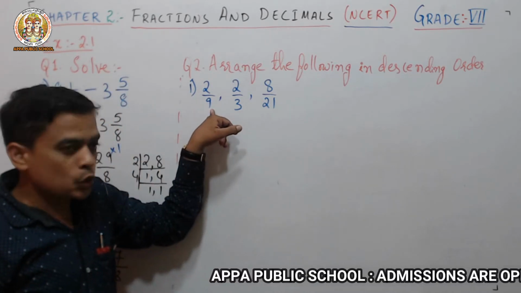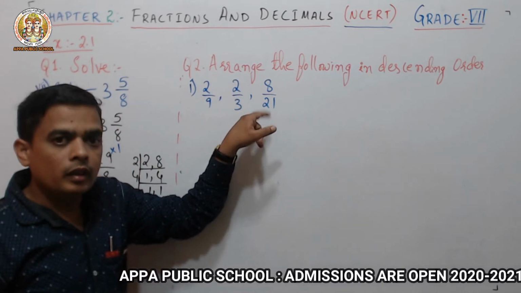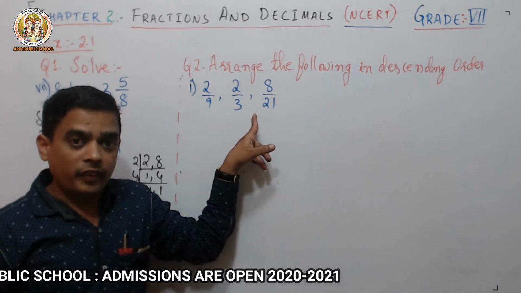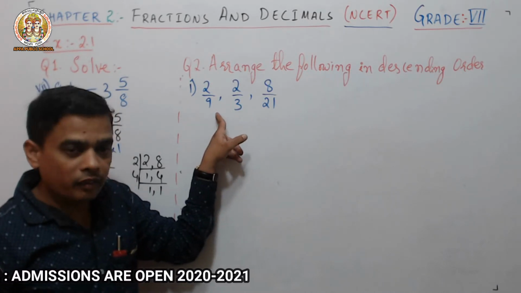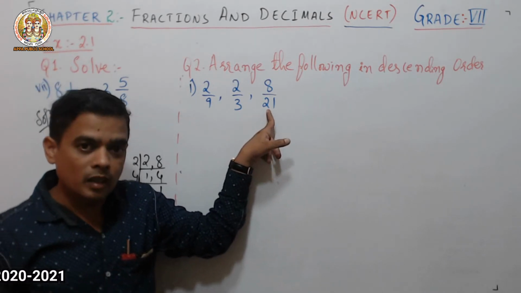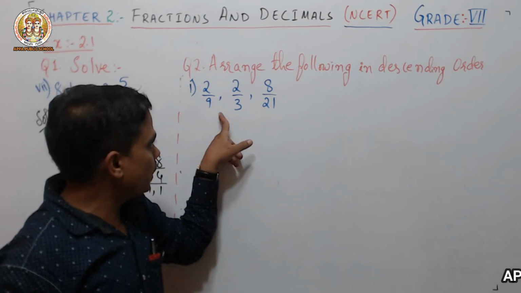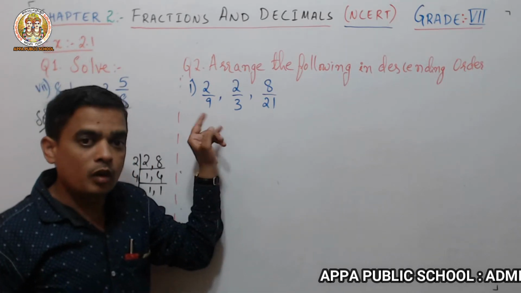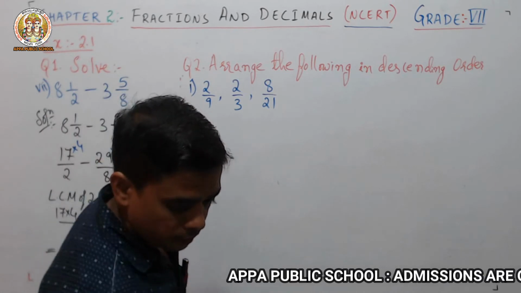So here the numbers are 2 by 9, 2 by 3, 8 by 21. See, these three numbers are unlike fractions. Why are they unlike fractions? Because the denominators are not the same here. If the denominators were the same, we might have called them like fractions. So if the denominators are not the same, I will go for an LCM, right?